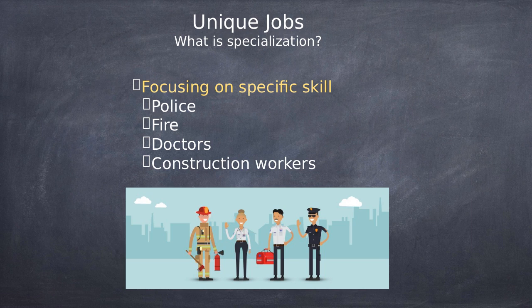Construction workers. Not all construction workers can do everything. Some construction workers are able to pour the concrete. Some construction workers are able to build the walls of the house. Some construction workers are able to do the electricity. Some construction workers are able only to do the roof. But that is the specialization of that group of jobs. Okay, so whenever you're specializing, you're just focusing on a specific skill.